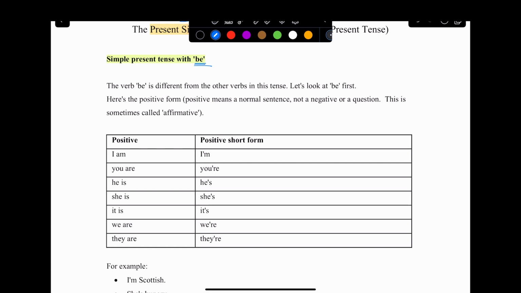So the verb be is different from the other verbs in this tense. So فعل be مختلف من الأفعال الأخرى في هذا الزمن in this tense. So different مختلف from the other verbs من الأفعال الأخرى in this tense في هذا الزمن. So let's look at be first. سوف ننظر إلى فعل be أولاً.